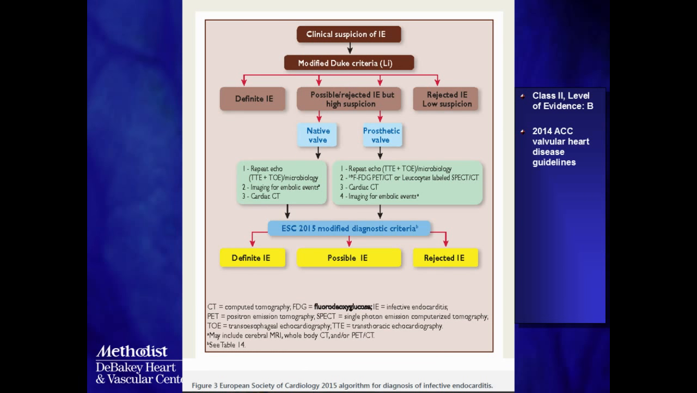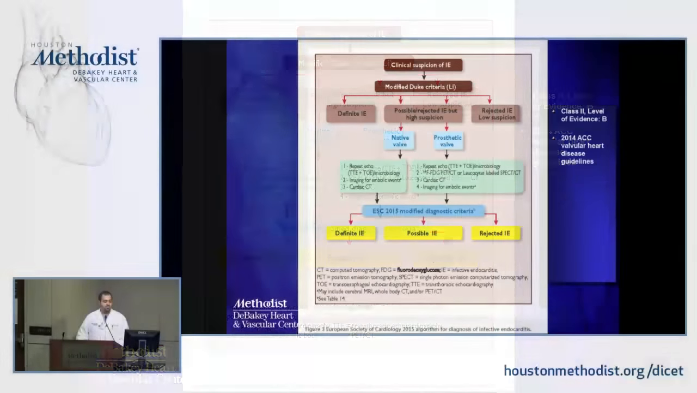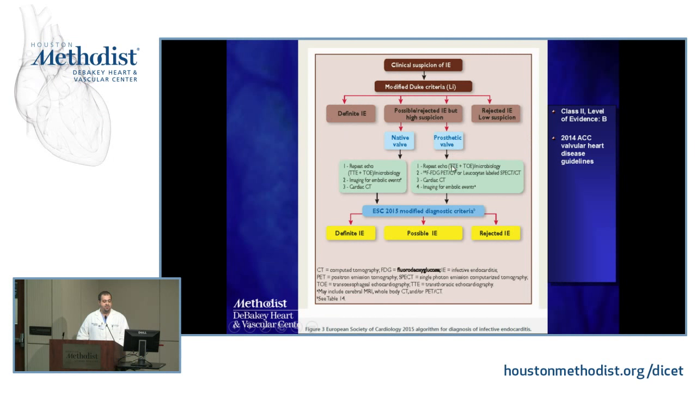And if you look at their working algorithm for patients who, by the modified Duke criteria, have definite endocarditis, then that goes along with it. But in patients who have possible endocarditis or you have high suspicion for endocarditis and they don't meet any of the major echo or blood culture criteria, then there is actually a role for either repeat imaging with TTE or TEE and or cardiac CT and imaging for embolic events, which you can do with both CT and PET. And there is also a big role for cardiac CT in evaluating prosthetic valve endocarditis. By the American guidelines, cardiac CT is considered a class 2, level of evidence B.